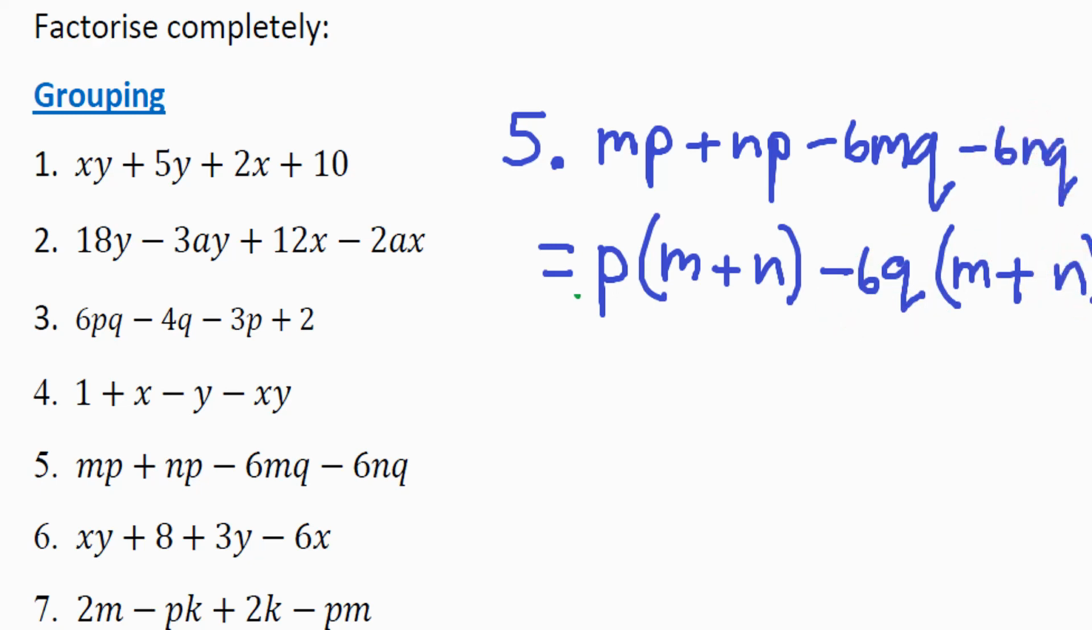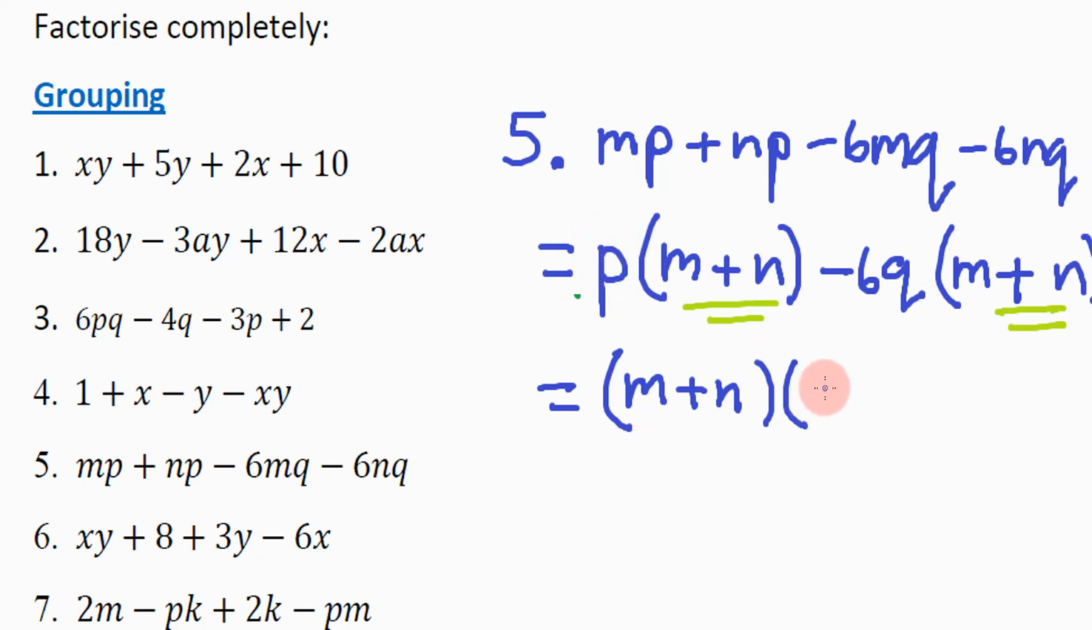Now we can see that m plus n will be a repeated factor or a common factor. So we can take it out as such. What's left of the first term here when we take out m plus n, of course, is p. Then we have this negative, and m plus n into m plus n here, we are left with 6q.